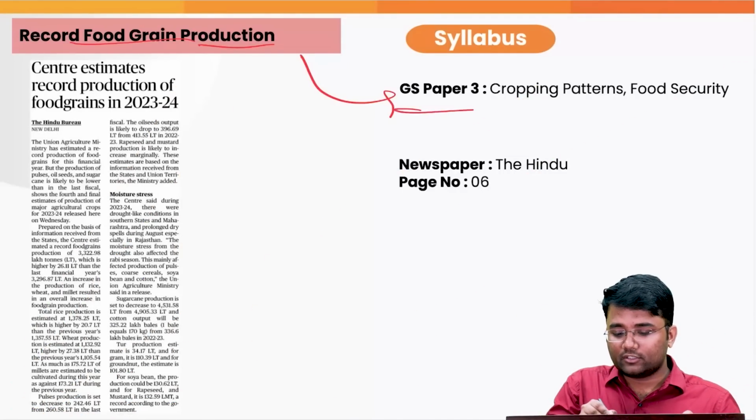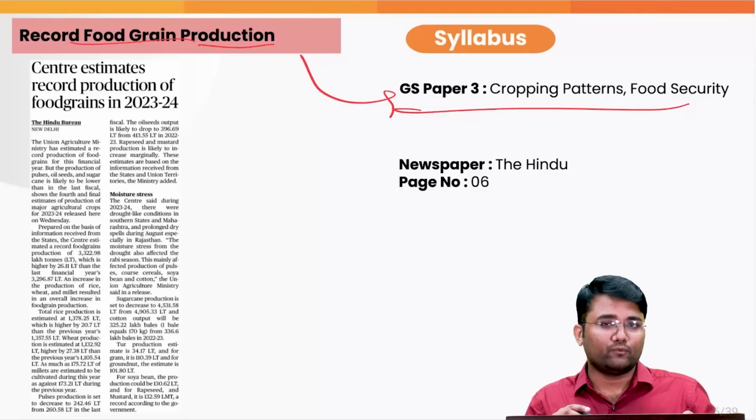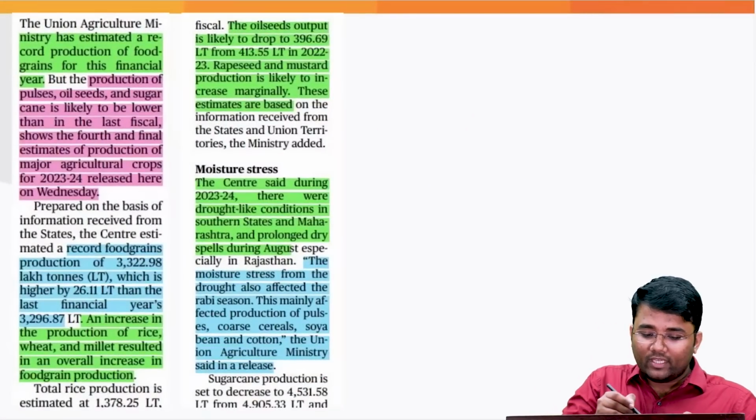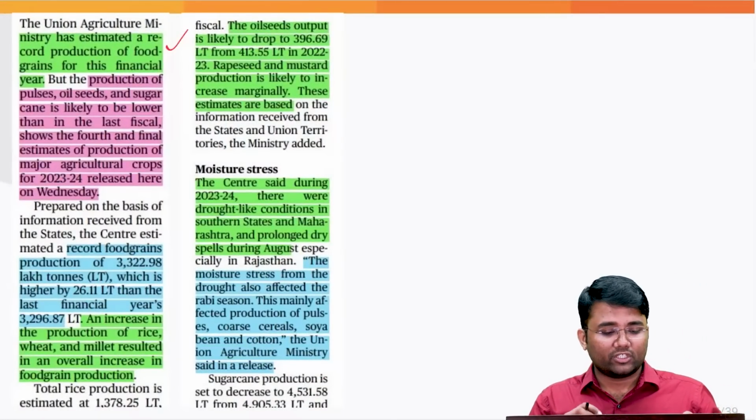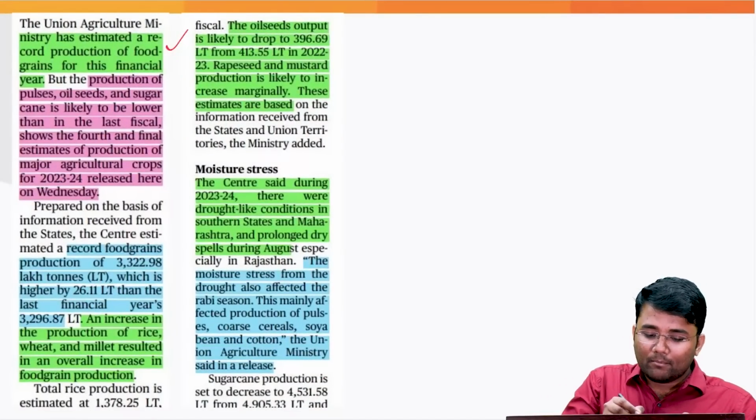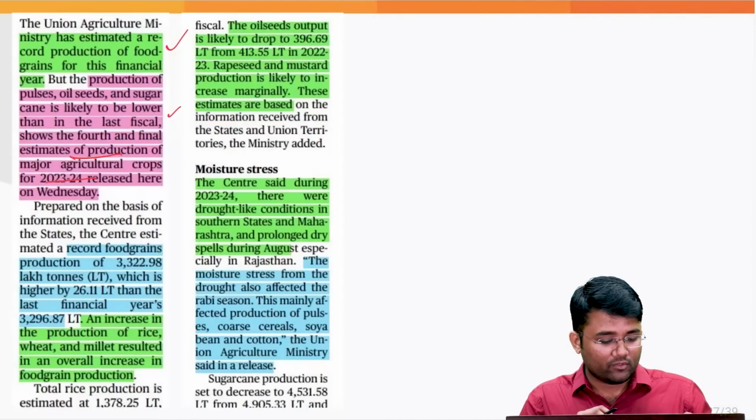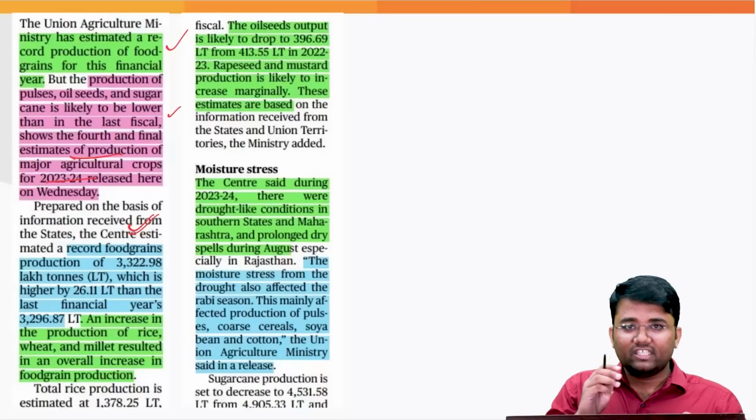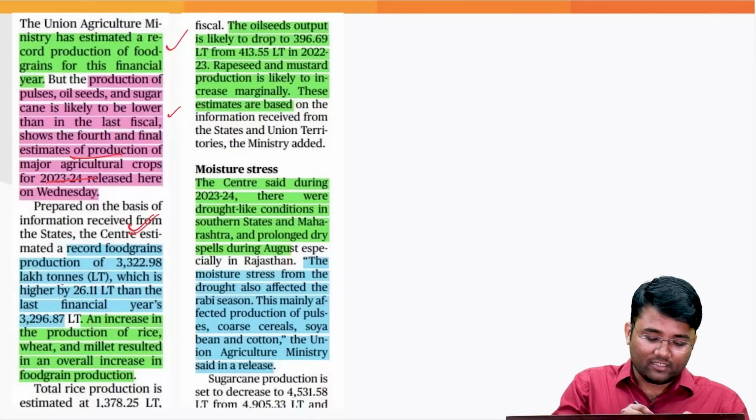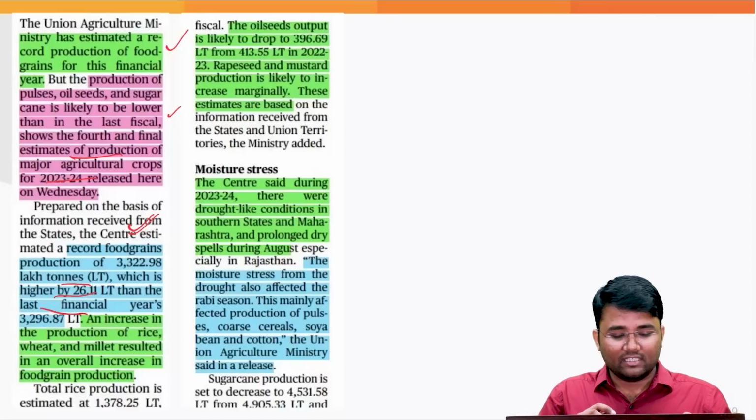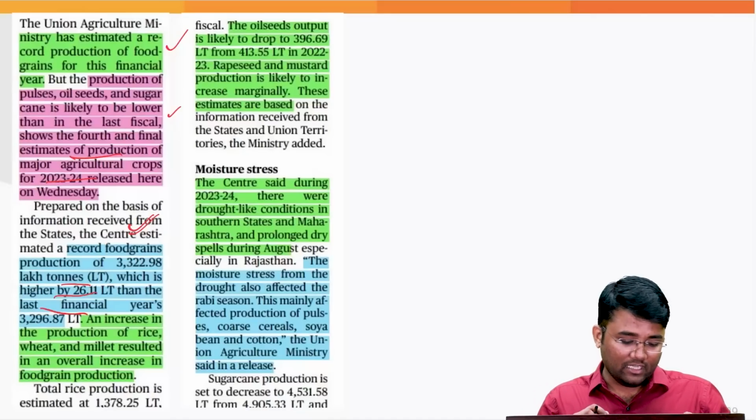This particular topic pertains to the syllabus of your GS paper 3, cropping patterns and food security, and this has appeared in the Hindu newspaper, page number 6. The Union Agriculture Ministry has estimated a record production of food grain this financial year, but the production of pulses, oil seeds and sugar is likely to be lower than the last fiscal year, show the fourth and final estimates of production of major agricultural crops of 23-24. It is going to be almost 3,322 lakh ton, that is higher by 26.11 lakh ton than the last financial year's 3,296 lakh ton.